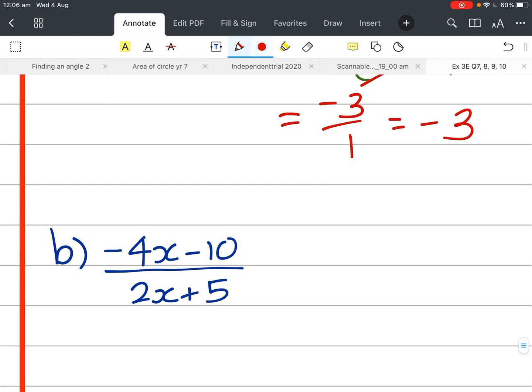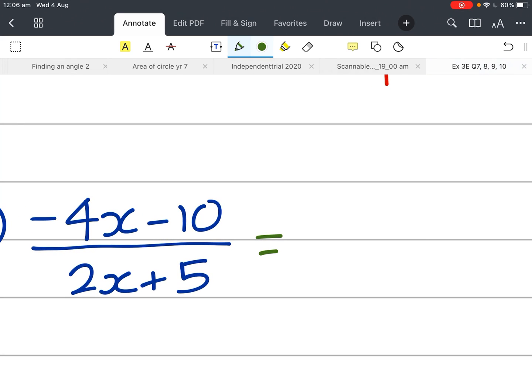Now if you think you know what you're doing, pause the video. Otherwise, I'm going to keep going. You can do this with me. All right, negative 4x minus 10. I'm going to factorise that first. Got to take out the negative factor first if there's a negative in front.